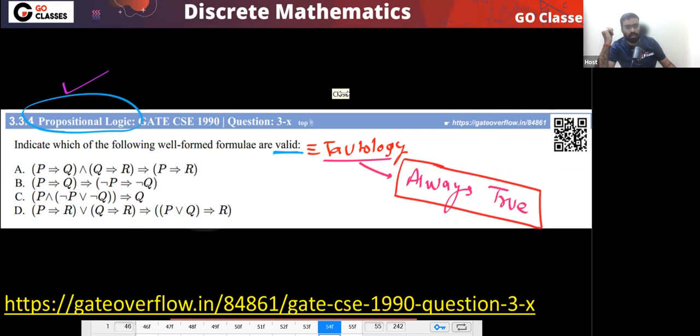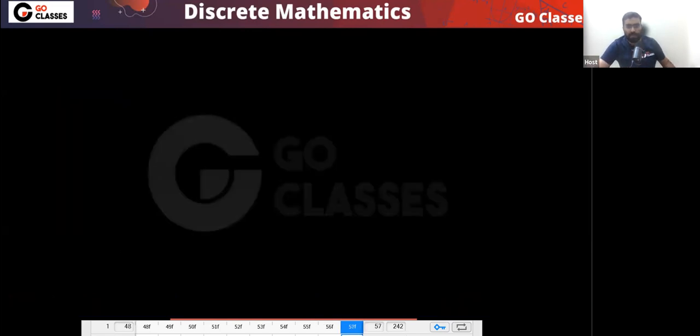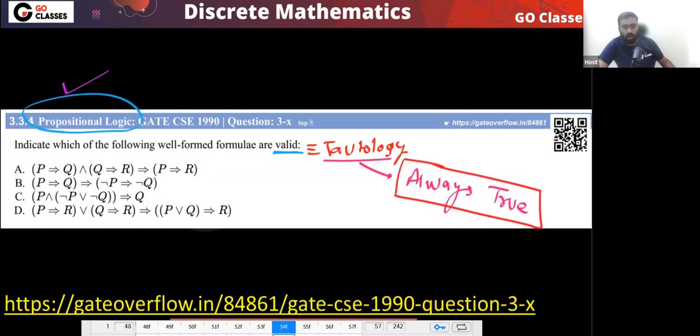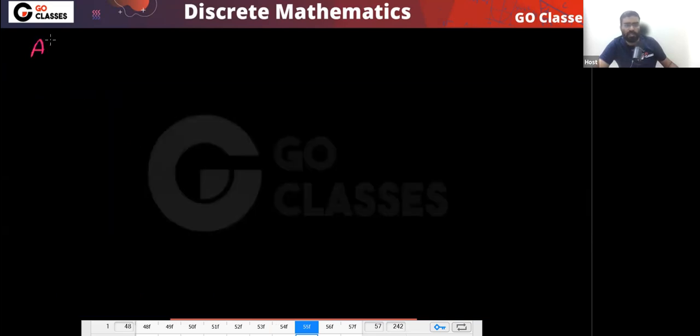There are two ways to solve this type of question. Either you take it by case. The by case method is basically a very beautiful method, so you can solve the question by the case method. So let me solve option A by case. So what is option A?